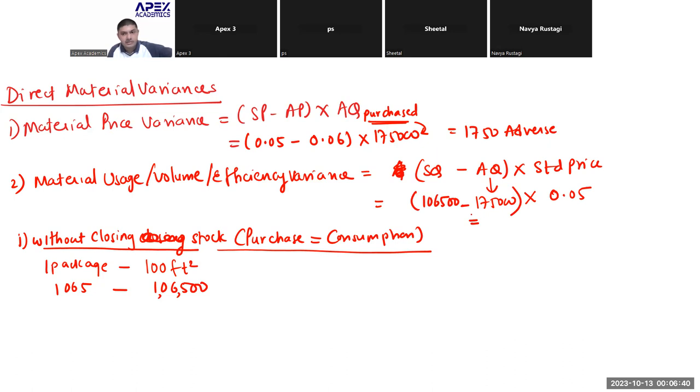What is your answer? 106500 minus 1,75,000 multiplied by 0.05. It is 3425. Adverse. Agreed? Yes, sir.